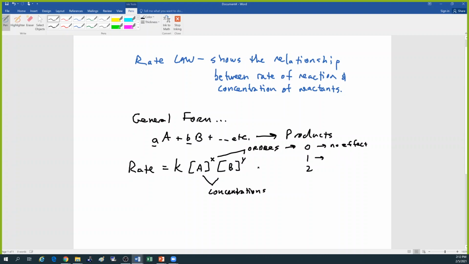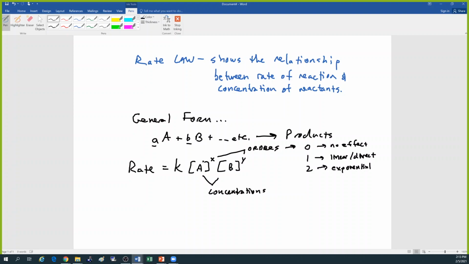What if it was first order? What if this was raised to the first power? Then whatever I did to this concentration, that would happen to the rate. Meaning if I doubled this, this would double. If I tripled this, this would triple. So that's a first order effect. And that's basically linear, right? It's a direct relation, meaning if I double one, I double the other. And so what you can see is as I continue to increase the power to which this is raised, it continues to show an amplified effect of the concentration of that reactant on the rate of the reaction.